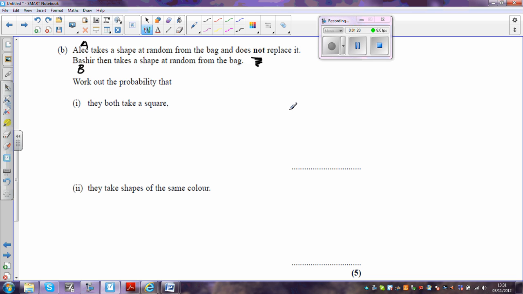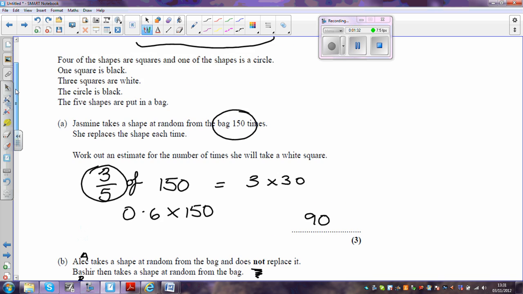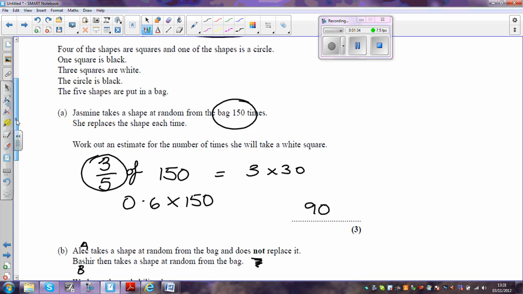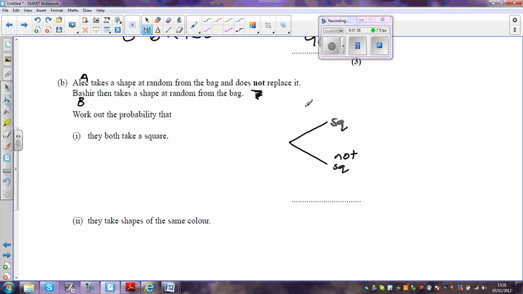And I think a tree diagram helps here. First of all, let's have a look at the choices. If we look at Alec first, he could get a square or not get a square. And the probability that he actually gets a square, well, if you look at the shapes, 4 out of 5 of them are squares. So the probability that Alec gets a square with his first pick is 4/5. So this is Alec. He then keeps that square, and that's crucial.